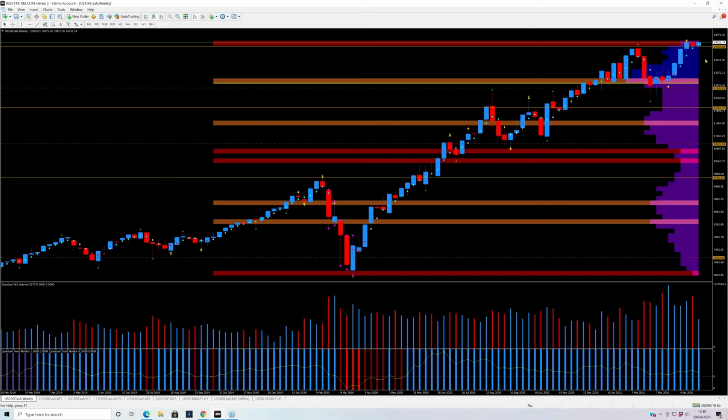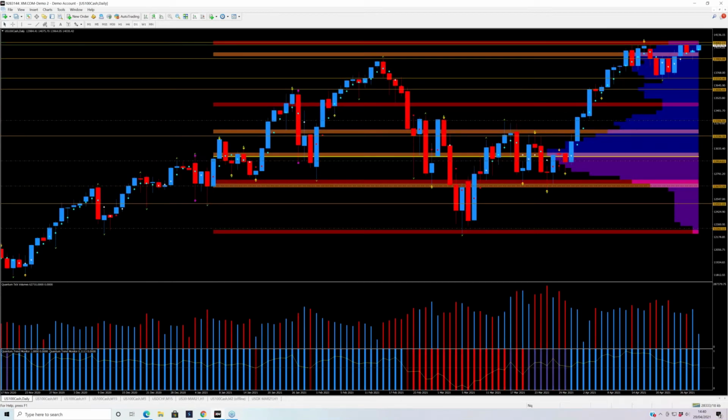So learning to read the candles individually and in a group of candles will tell you an awful lot, but you do need to look at them in multiple time frames, and in groups, basically, not just one-on-one.